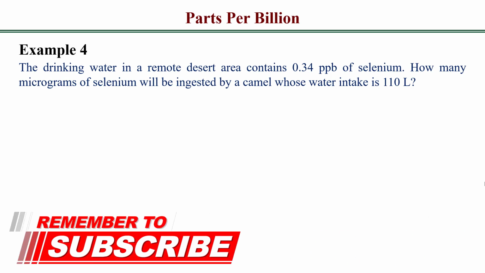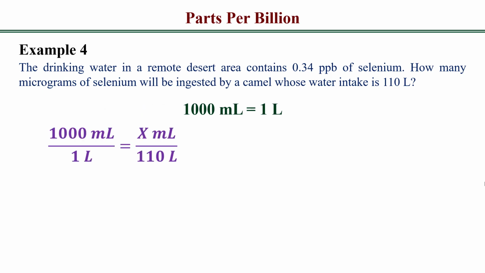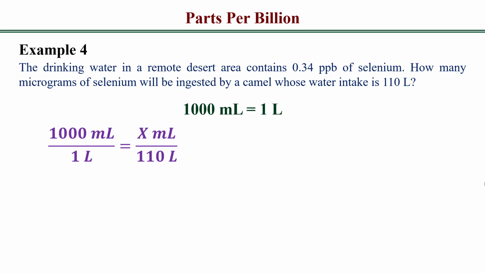Now, if you take a look at this question, this is a weight and volume kind of scenario. By definition, ppb is the grams of solute in a billion milliliters of solution. We want to first convert the 110 liters to milliliters, and the conversion factor here is 1000 milliliters is contained in 1 liter. So we have 1000 milliliters divided by 1 liter being equal to x milliliters over 110 liters.